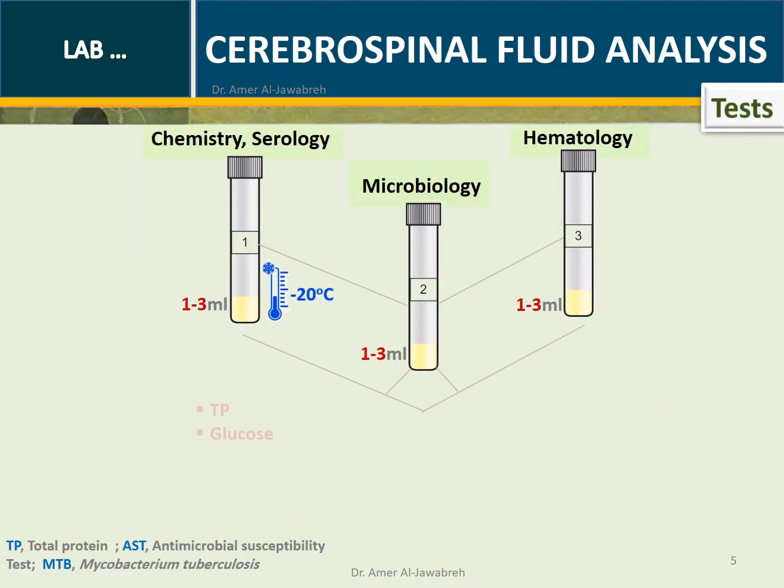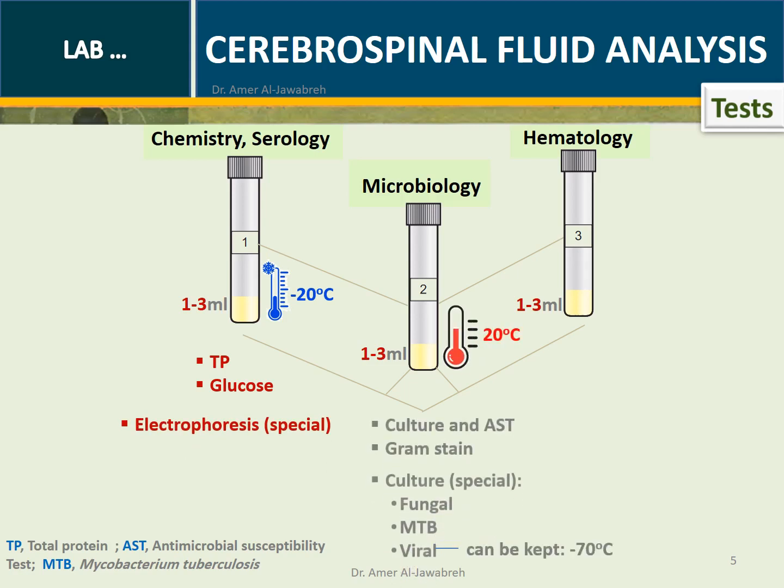CSF tests. Tube 1 for measuring total protein and glucose, and sometimes electrophoresis. Tube 2, preserve at 20 Celsius, for culture, Gram stain, and sometimes special cultures for fungal, MTB, and viral. Tube 3, preserve at 4 Celsius, for cell count and cytology.